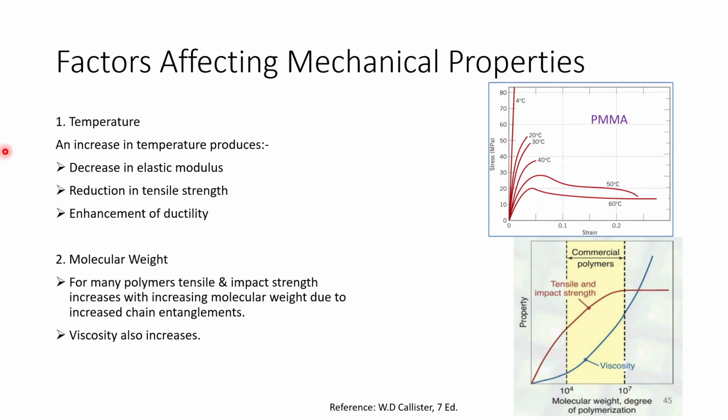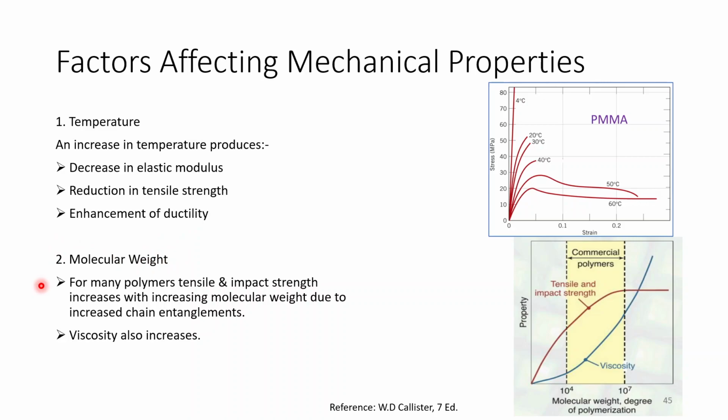Next up, factors that affect mechanical properties. First is temperature. As seen here, as you keep on increasing the temperature, your polymer starts becoming more ductile in nature compared to brittle at lower temperatures. So an increase in temperature produces a decrease in elastic modulus, and we can see the elastic modulus is reducing. There is a reduction in tensile strength, so your maximum point is also reducing, and an enhancement in ductility.